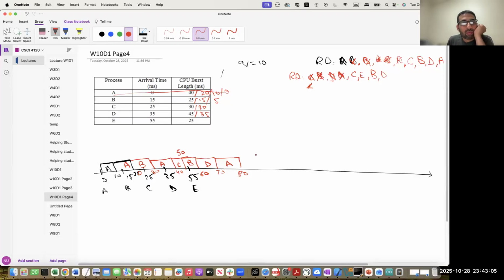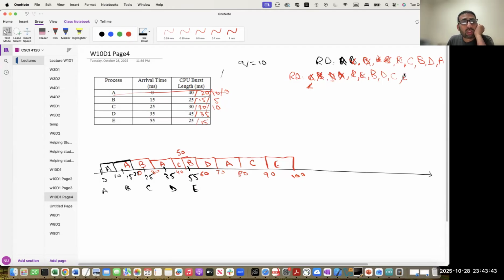Okay. Then we pick the one which is at the head, which is C, and we allow it to run for 10 time units, right? So it runs until 90, and remaining time is 10. And then we put C at the back. Then we allow E to run for 10 time units, so 100. So it becomes 15, and E then moves to back.